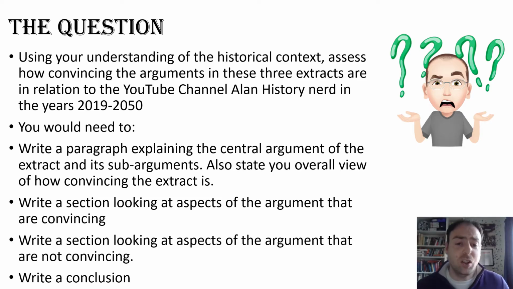You're going to write a section looking at aspects of the argument that are convincing. You're going to write a section looking at aspects of the argument that are not convincing, and you're going to write a conclusion. Now, there should be multiple bits in those bits. I've done it as a lot of my students write, which is in great big long paragraphs. Again, you might want to break the convincing bit and the unconvincing bit into several smaller paragraphs, and we'll look at that as we go through.